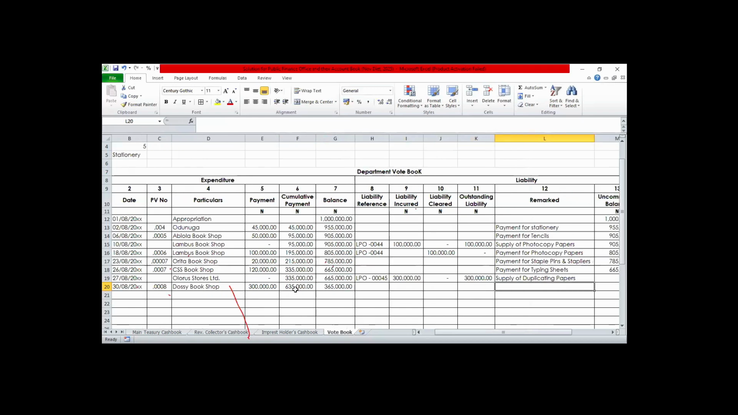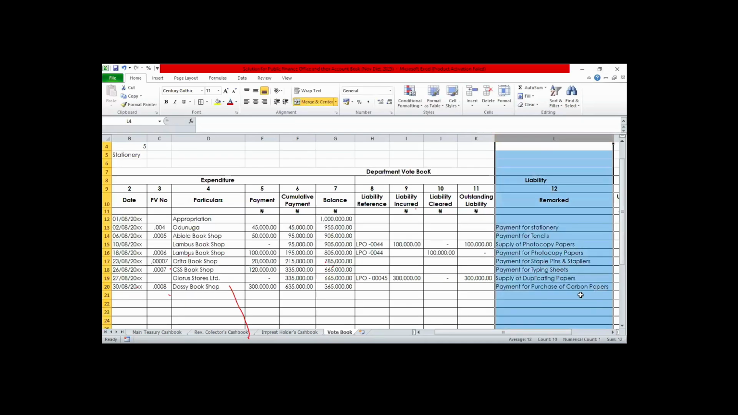Then being payment for what? Purchase of carbon papers. Payment for purchase of carbon papers. All over. The next one.